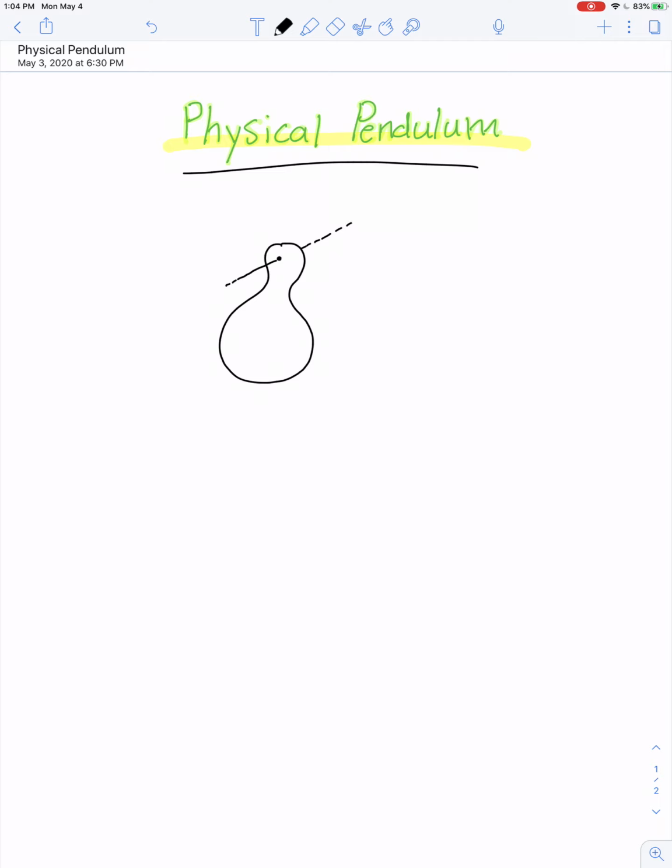pass a wire through that hole, and then allow it to come to rest, it'll always come to rest so that the center of mass lies directly below that pivot point. So the question goes, what if I take this object and now I pull it back? See if I can draw this all right. Yeah, I think you get the idea. So what if I were to pull it back some angle theta and let it go?